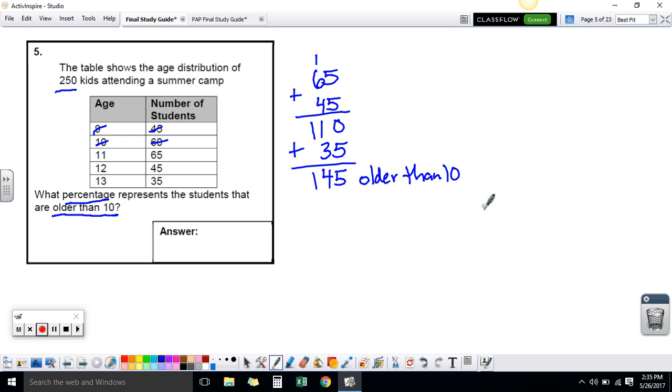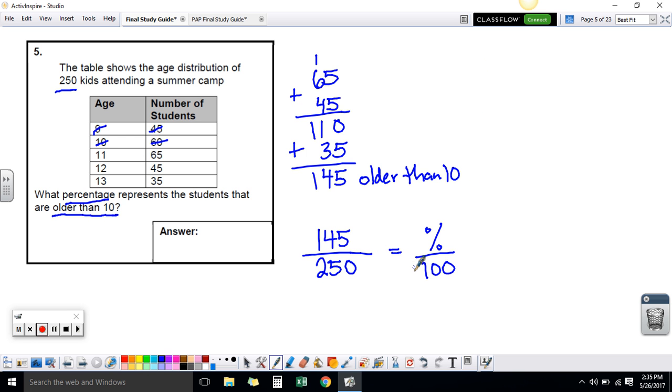Well, we all know that percents are out of 100, so we know that we have 145 kids that are older than 10 out of a total of 250 kids from the first part of our story. And we know that percents are always out of 100. So the percent we don't know, out of 100, and now we need to solve. Again, we're going to use our cross multiply and divide.